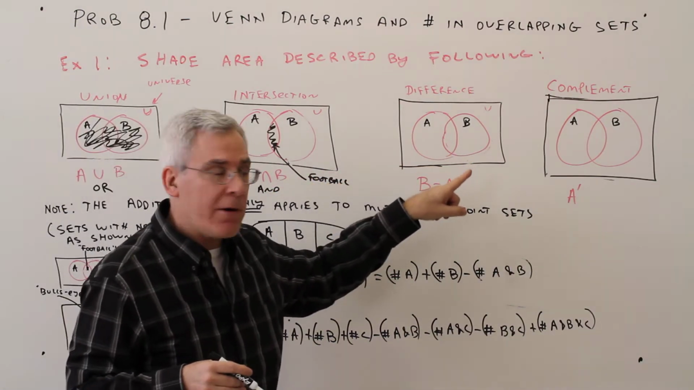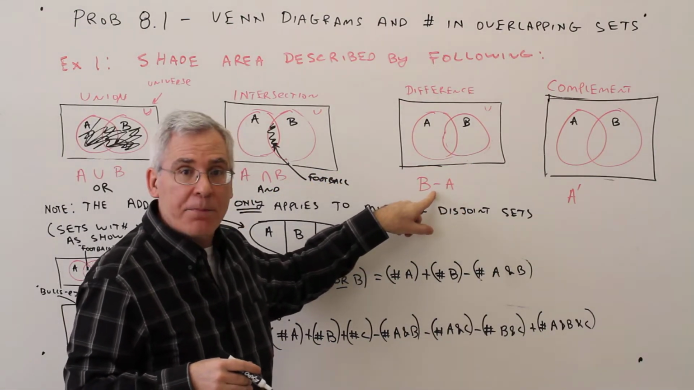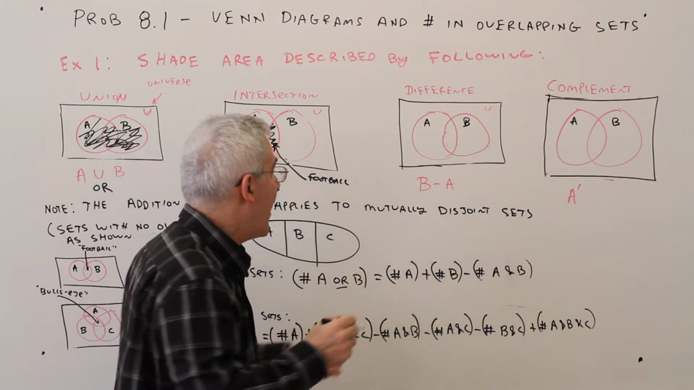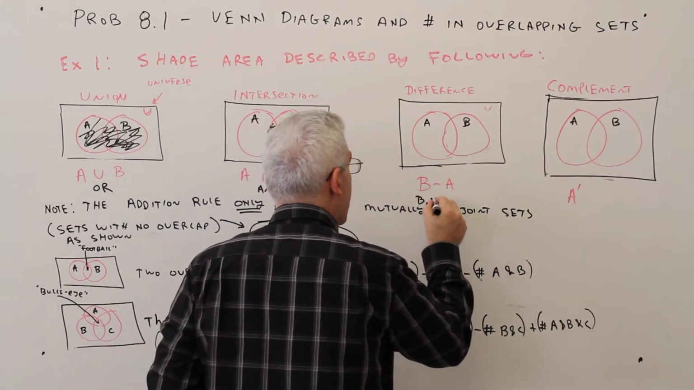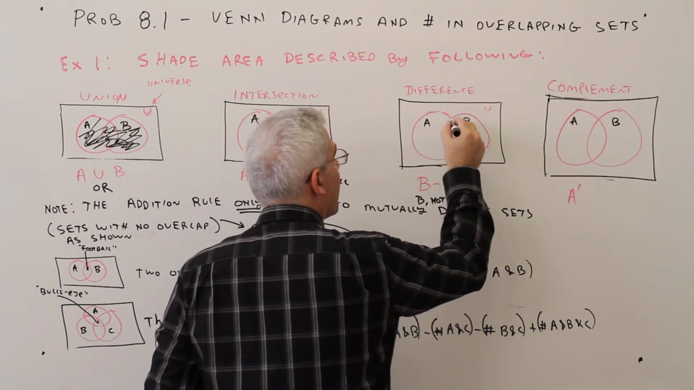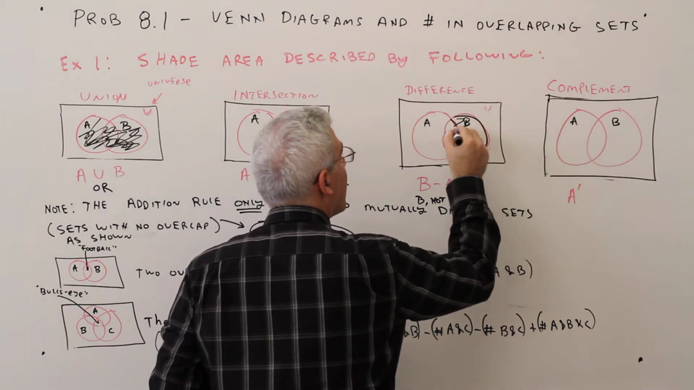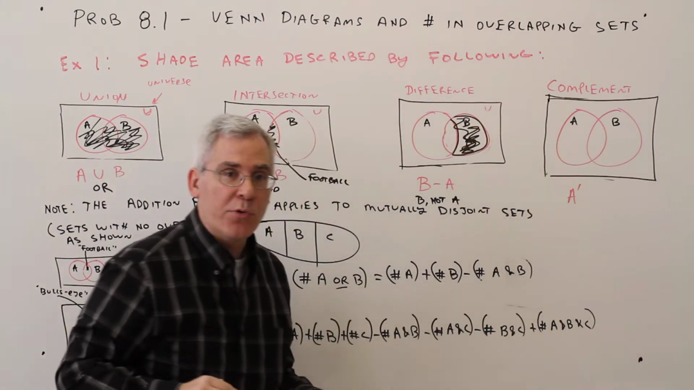Difference. Over here, this is going to be things that are in B but not A. So B but not A. So it's going to be this, kind of like part of a moon.